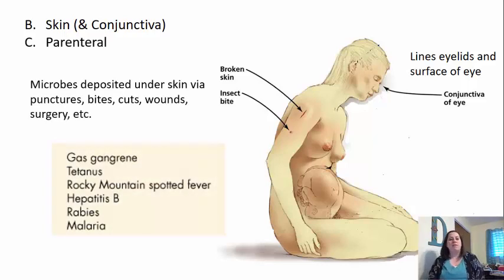We also have the parenteral route. This is where it's deposited under the skin. It's not just through an entry on the skin, but it's under the skin. These are microbes that are deposited under the skin via punctures, bites, cuts, wounds, or types of surgery. Some examples here are gas gangrene, tetanus, Rocky Mountain spotted fever, hepatitis B, rabies, and malaria. And again, these are things we will talk more about in further chapters.